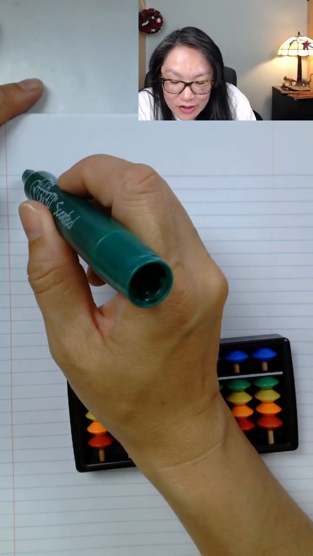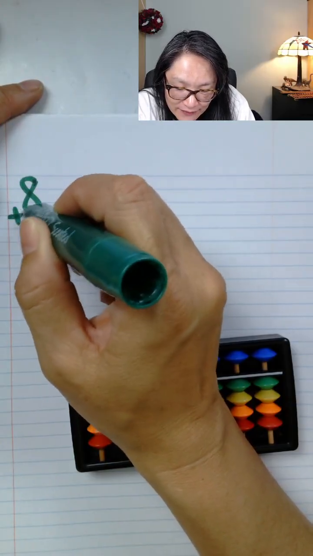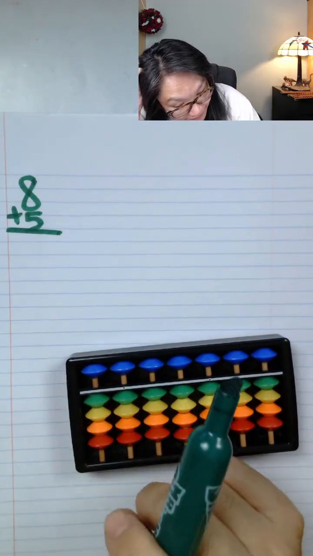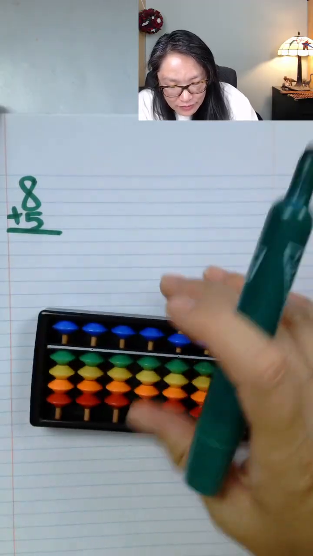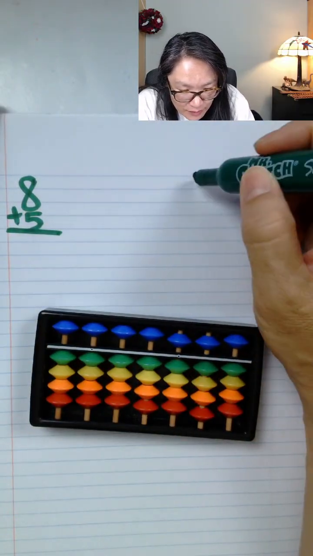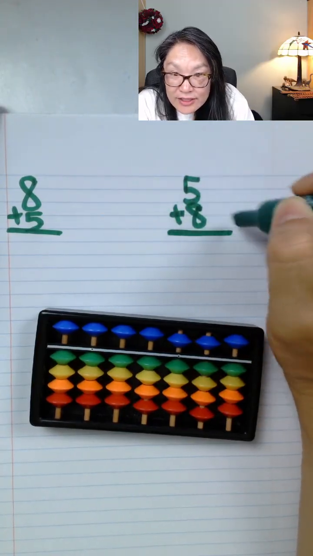So the first thing we're gonna do is we're gonna understand what 8 plus 5 is, right? So Jeffers, do you remember this one? And then we can do the opposite, or not the opposite, we're gonna do the inverse: 5 plus 8. This is very different.